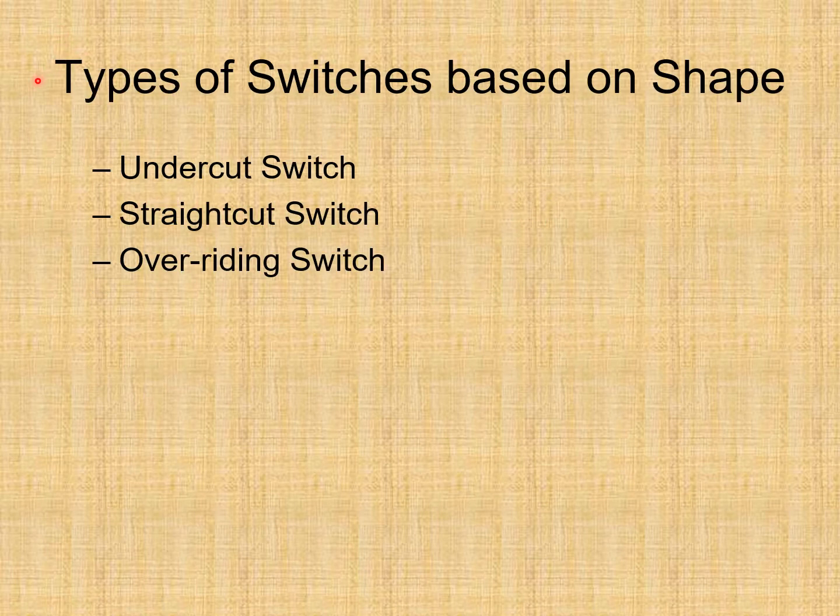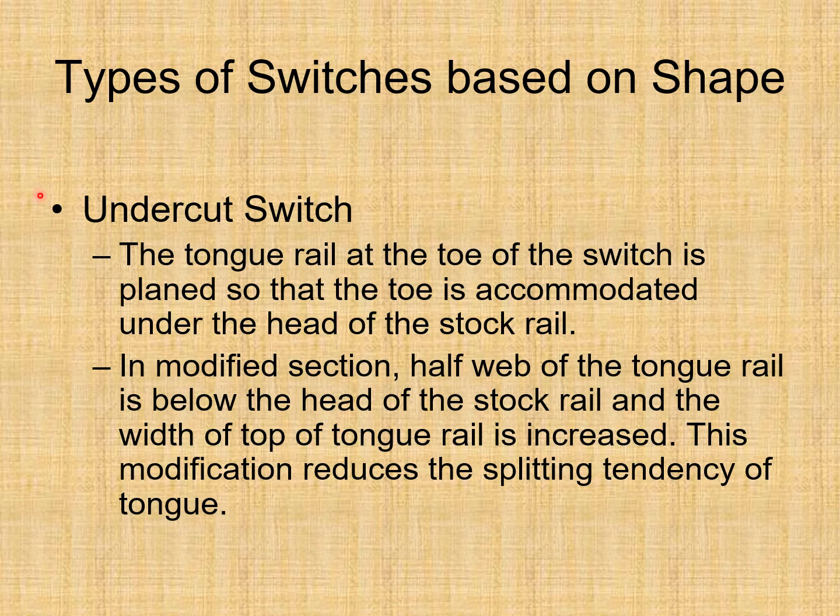Types of switches based on shape: undercut switch, straight cut switch, overriding switch. First, look at the undercut switch. The tongue rail at the toe of the switch is planed so that the toe is accommodated under the head of the stalk rail. In the modified section, half web of the tongue rail is below the head of the stalk rail and the width of the top of the tongue rail is increased. This modification reduces the splitting tendency of the tongue rail.